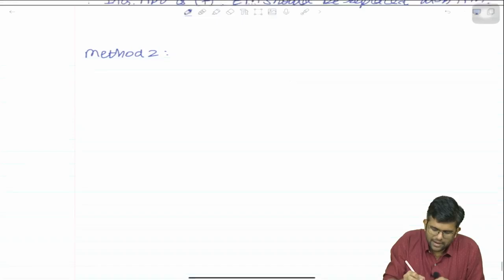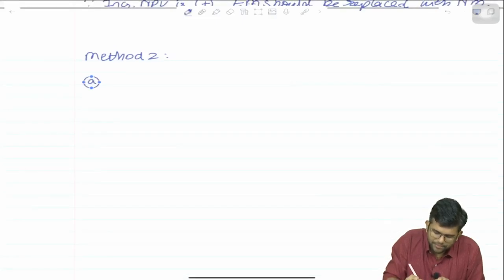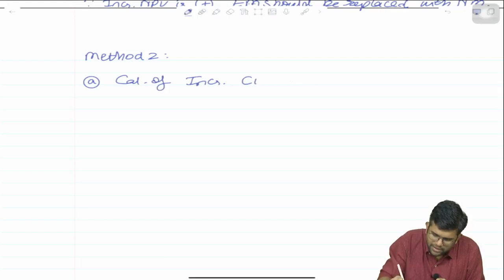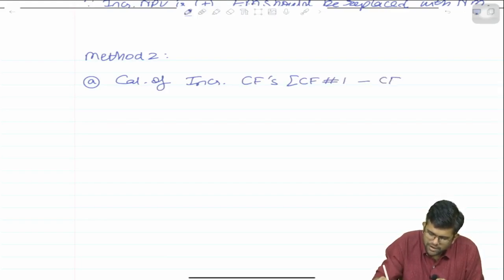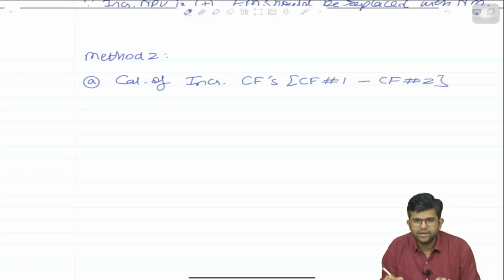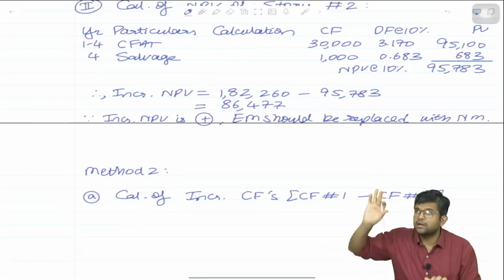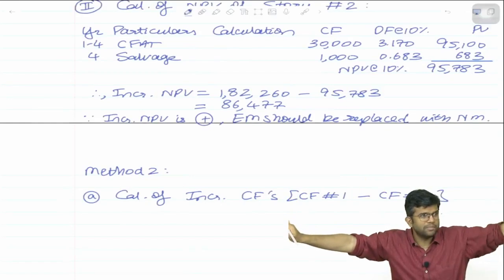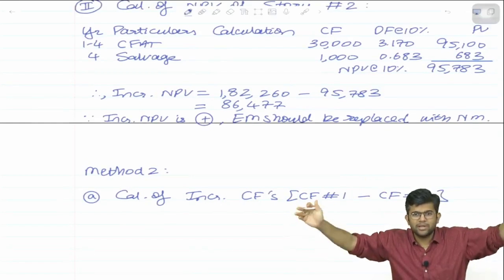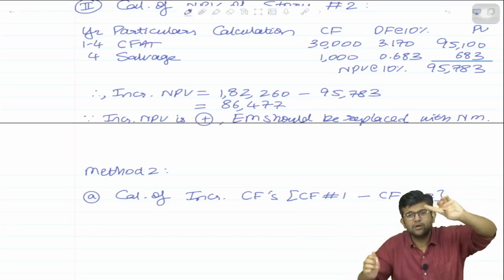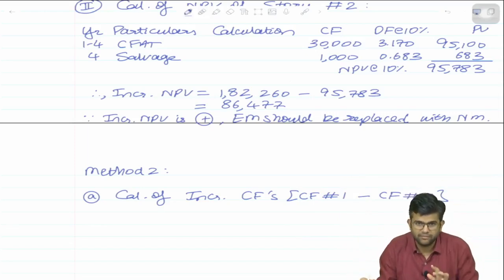In that I am going to write point number A. Calculation of incremental cash flows. Incremental cash flows means cash flows of story 1 minus cash flows of story 2. Everybody clear? We are not calculating NPV directly, here story 1 NPV separate, story 2 NPV separate, like that I am not doing. I am just calculating the incremental cash flows, and then on the incremental cash flows I will be doing NPV. Everyone clear?